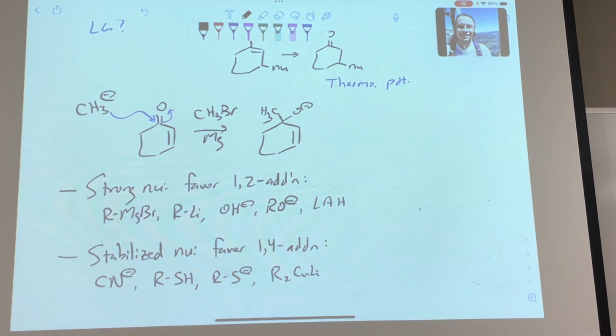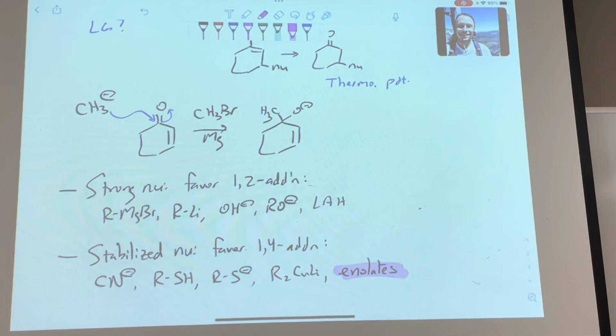Interestingly, organocuprates give you the 1,4 addition products. But the one we're going to care most about are enolates. Enolates are stabilized nucleophiles, and they tend to prefer 1,4 addition over 1,2. So that is the Michael reaction in a nutshell.